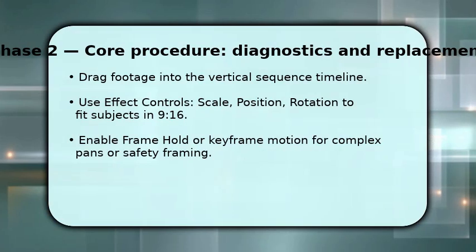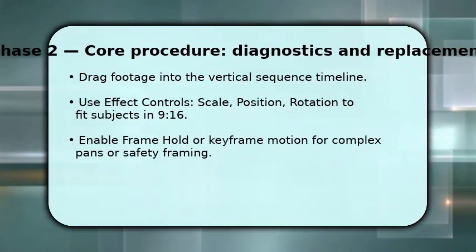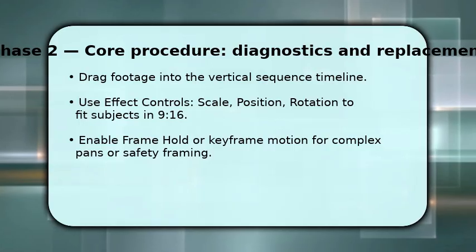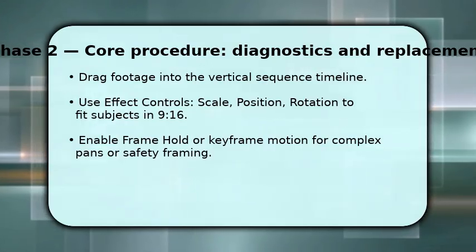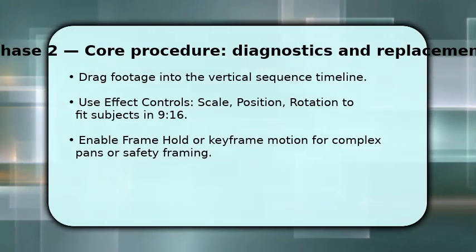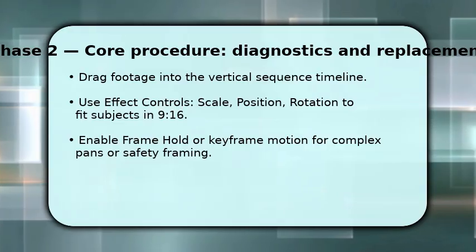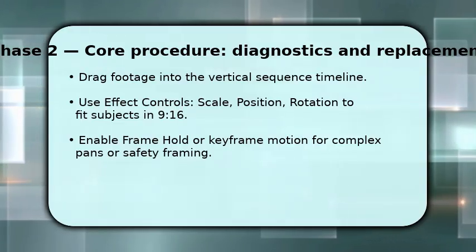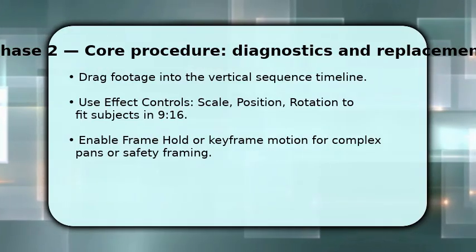Now import your clips into the portrait timeline and visually adjust them. You will use the Effect Controls panel. Scale and position are your primary tools to crop and center the subject within the tall frame. If a subject moves, add position keyframes or use the transform effect for smooth motion. This keeps important content visible.